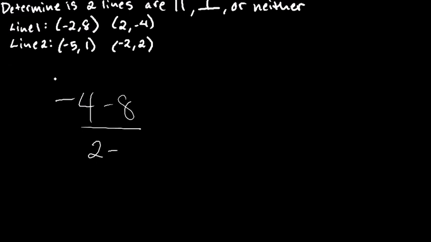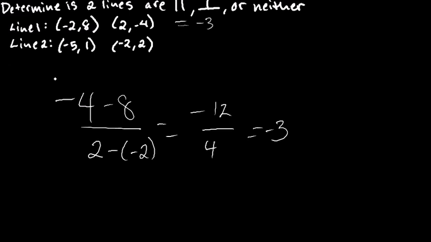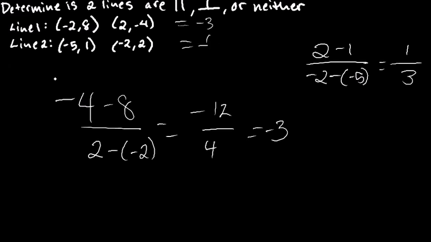Alright, 2 minus -2 gives me -12 over 4, which is -3. That's the slope of my first line. -3. Then if I take the slope of my second line, 2 minus 1 over -2 minus -5, 1 over 3. So I'm looking at 1/3 and -3. Are they opposite reciprocals? Yes, they are. So that means they're going to be perpendicular.